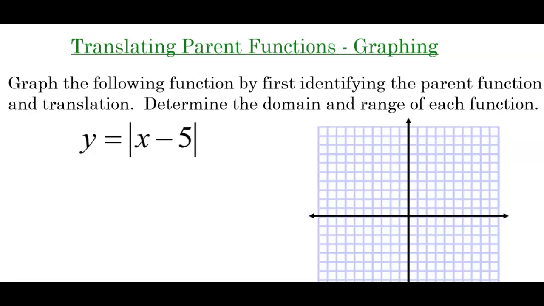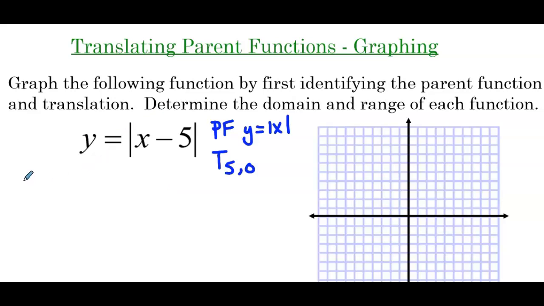Our first function, y equals the absolute value of x minus 5. So the parent function here is the absolute value function, y equals the absolute value of x. The translation, so we have x minus 5, so we're going to add 5 to the x values, 0 to the y values. If we had to describe this, we're going to say it's going to be moved to the right 5, and hopefully we see that to be the case when we graph.